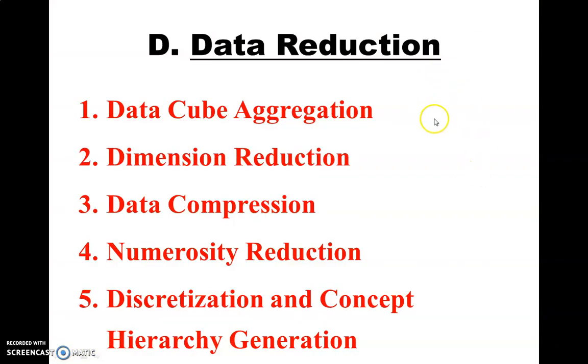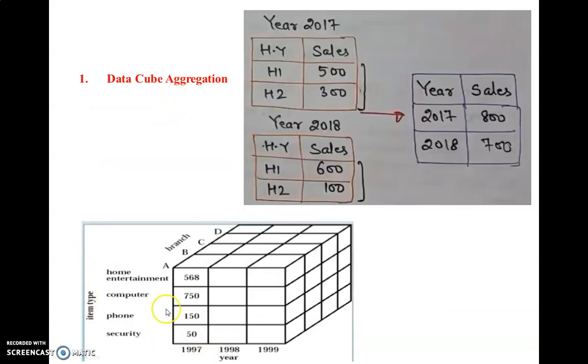Now we will see the different strategies for data reduction. The first strategy is data cube aggregation. Aggregation means combining, right? Now what is data cube aggregation? It is a process in which information is gathered and expressed in summary form, or stored in the form of a data cube, which is a multi-dimensional form.